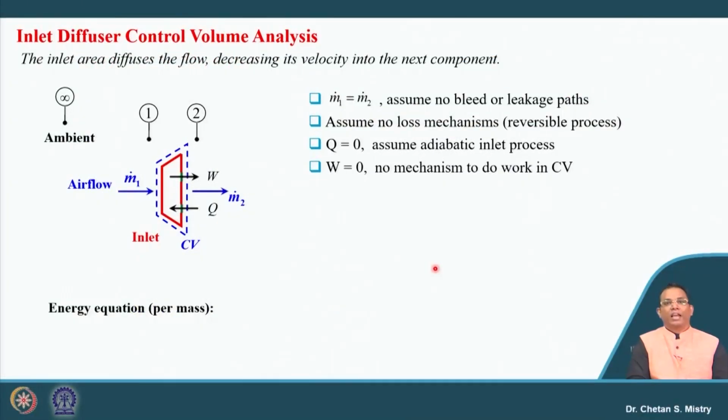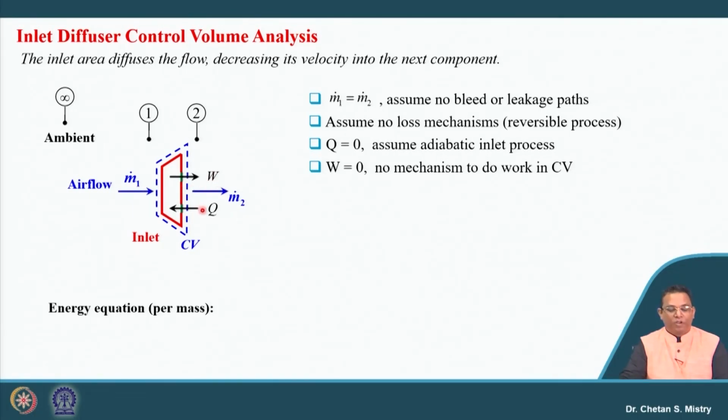Now, let us try to analyze this part in a different way, because this is our requirement and we need to insist more on this kind of analysis. It says my inlet area diffuses the flow and decreases the velocity for the next component. That is my requirement. So, let us assume this as my diffuser or the inlet. We can say it has a diverging shape, and in order to analyze, I will select this as a control volume. When I say control volume, my mass flow rate enters here, and my mass flow rate leaves here.